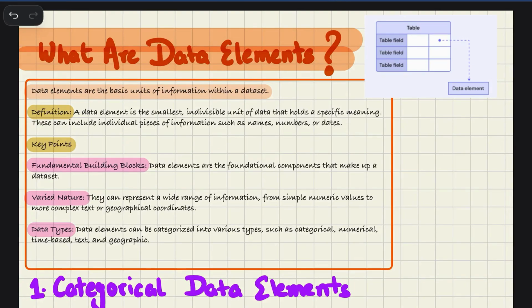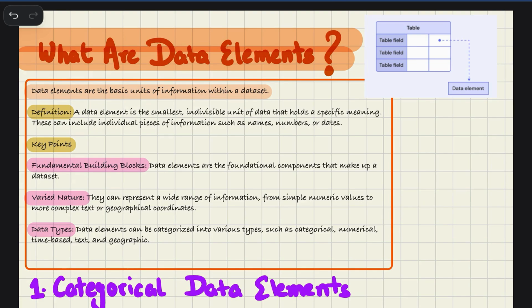Before we clean the data, we must know what type of matter we are dealing with. So let's break down what data elements are. Data elements are the basic unit of information within the data set. You can say a data element is the smallest indivisible unit of data that holds a specific meaning. For example, you have a table with fields and rows, and you take this particular cell. This is a data element.